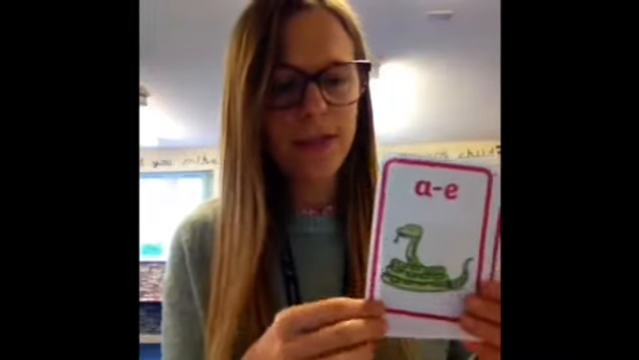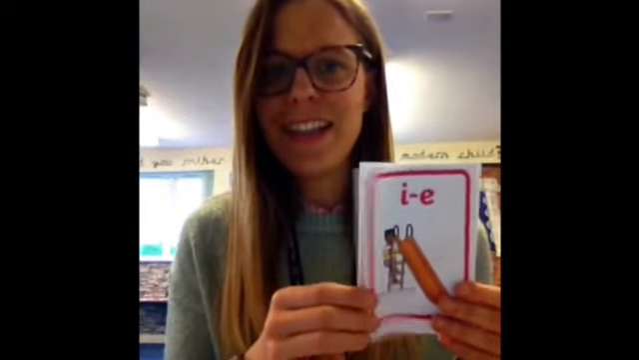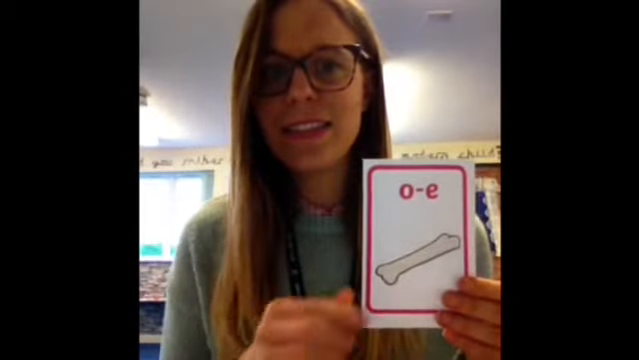Oh, remember this is a split digraph. They're too noisy, aren't they? So they had to be split up with another letter. This is a A. Well done. E. U. I. O. Fantastic, well done. Okay, boys and girls, so you've just recapped all your first 5 phonemes.